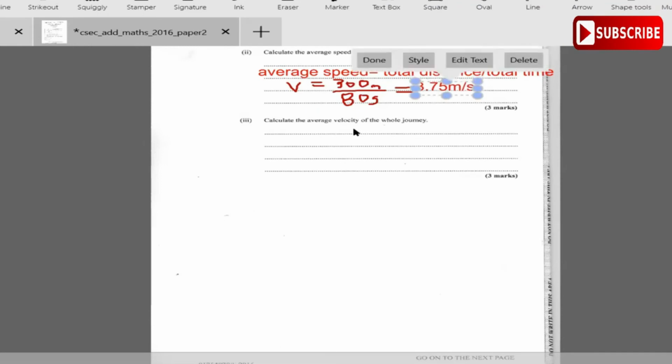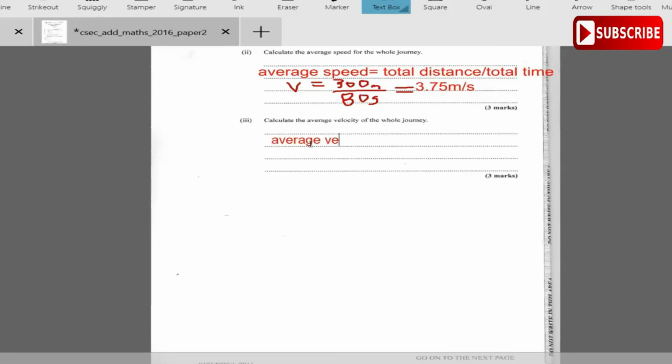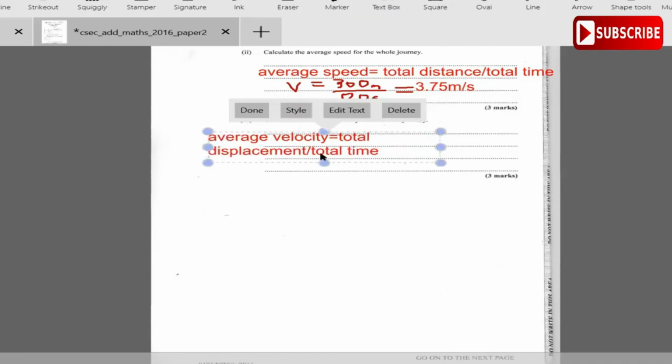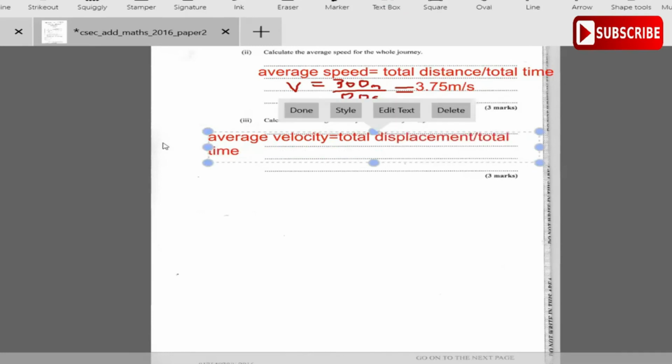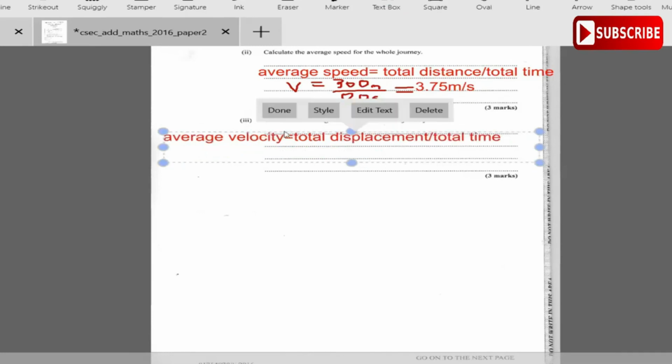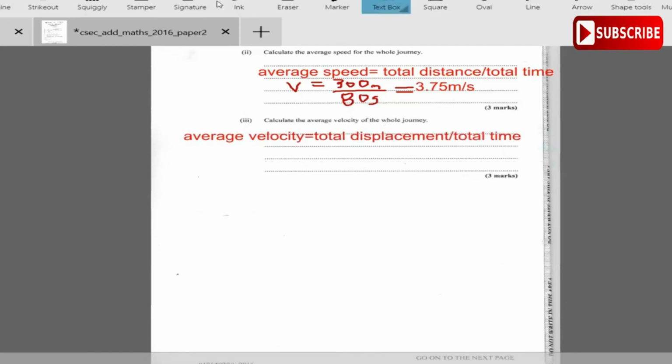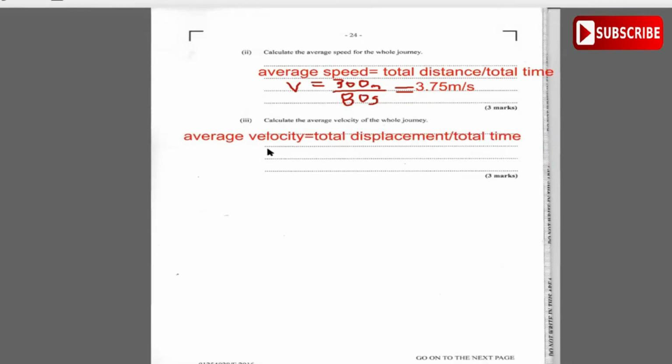Find the average velocity. Now here's the difference between average speed and average velocity. Average velocity is equal to total displacement over total time. That's average velocity. That's how we find average velocity. Total displacement over total time. So let's go ahead and find the average velocity. Let's call it V again.